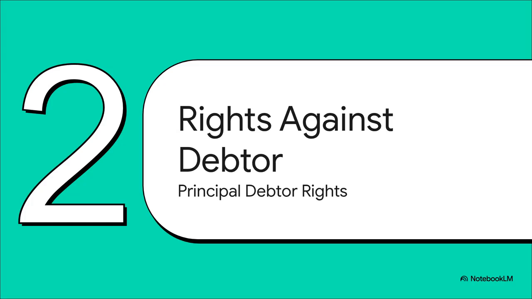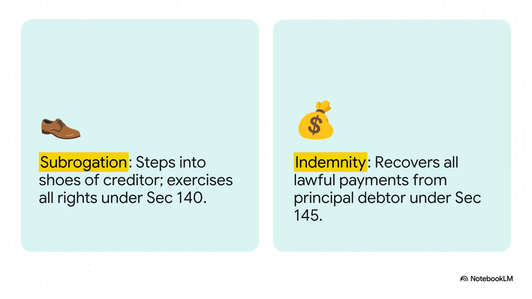Rights of surety, rights against principal debtor. Now, when you write this in your exam, I want you to use a bold pen and double underline your primary heading. Here is the law. Right of Subrogation, Section 140. After paying debt, surety steps into shoes of creditor, exercises all rights. Versus right to indemnity, Section 145. Surety entitled to recover all lawful payments made from principal debtor.